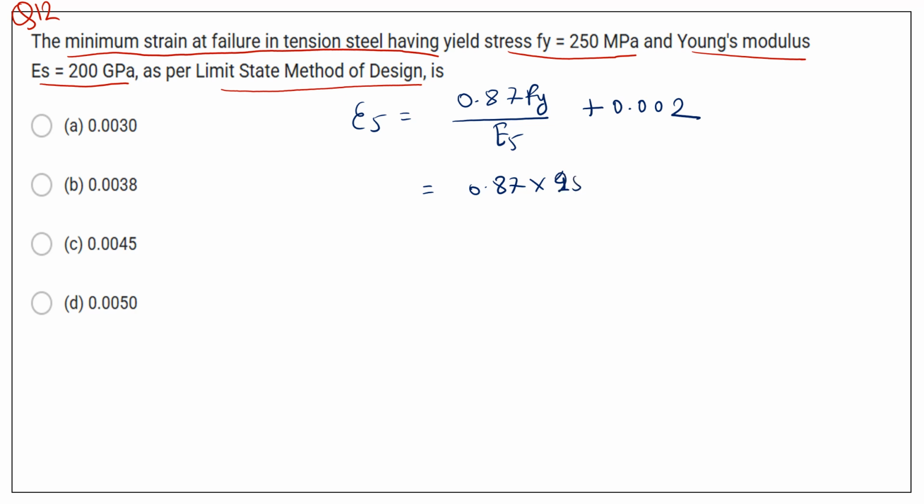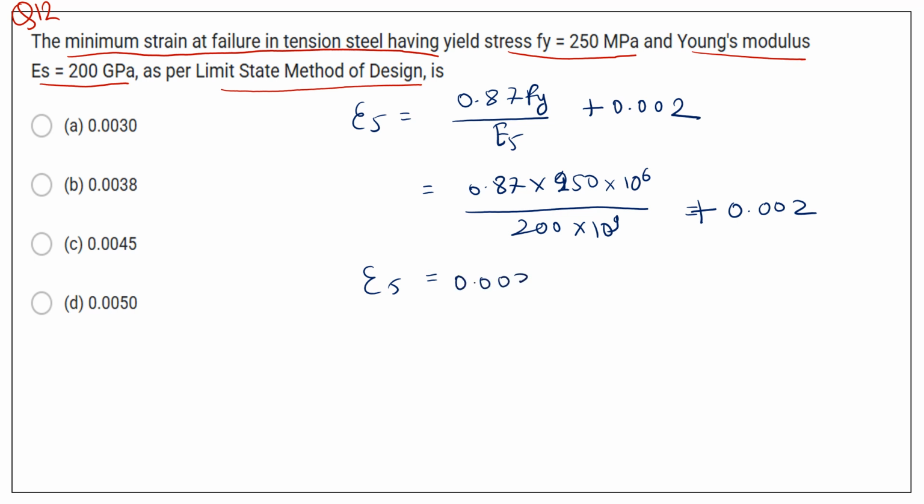250 MPa. Convert this MPa into Pascal, which is 10 raised to 6. Then ES is equal to 200 into 10 raised to 9 to convert the gigapascal into Pascal. Then plus 0.002. After calculation you get sigma S, the minimum strain at failure in tension steel, which is 0.0030. So here the first option is correct.